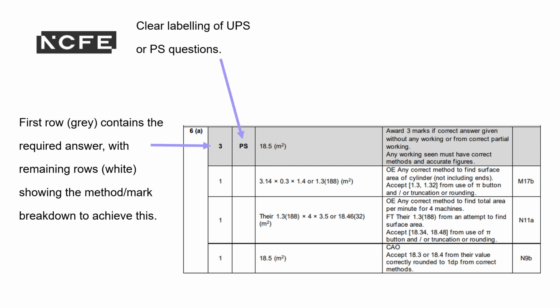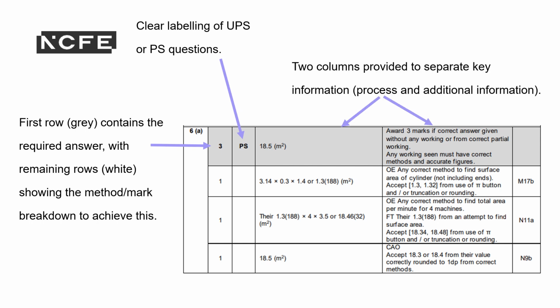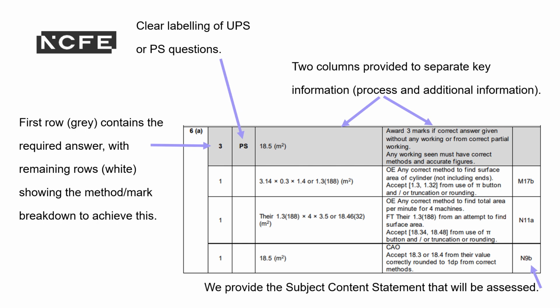There's clear labelling of whether the question is UPS, underpinning skills, or PS, problem solving. And there are two columns that separate key information. So that's the process and then any additional information. So we really are looking for ways to award the marks, which is why you've got so much detail in the mark schemes. We also provide the subject content statement that will be assessed.